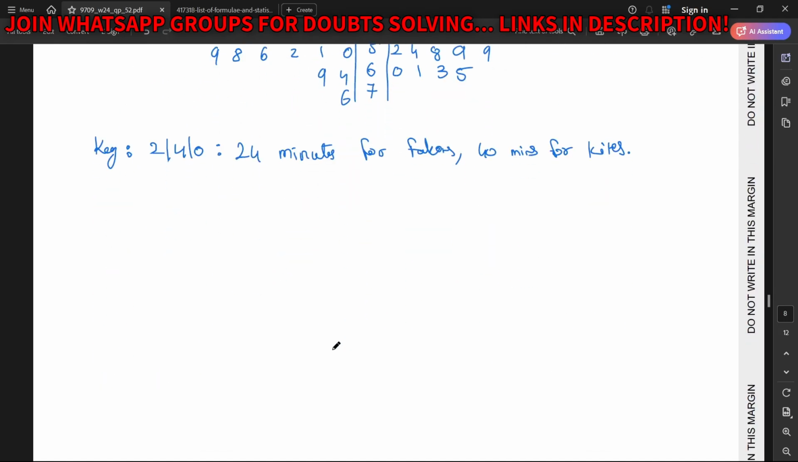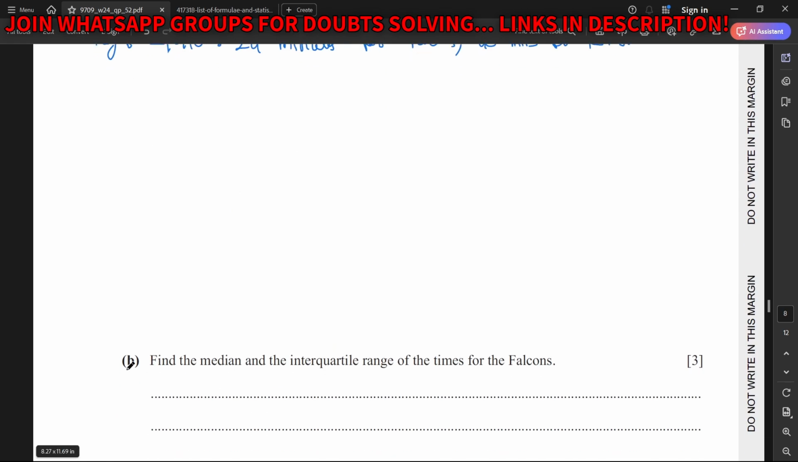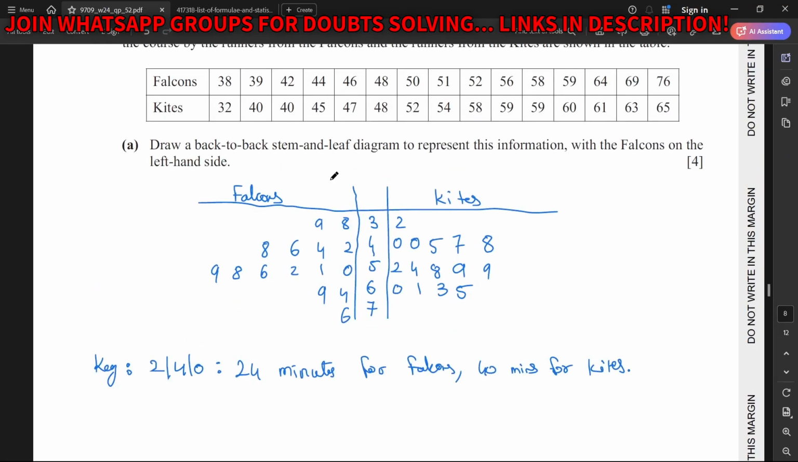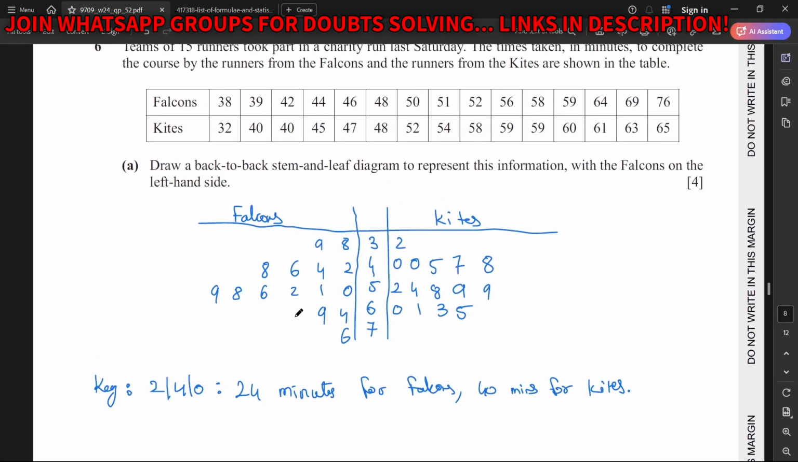Now based on this we can go ahead and give the answer for part B, that is, find the median and the interquartile range of the times for the Falcons only. So for the Falcons, if we have to find the median first of all, according to me it's my choice. If it's already given to you in the ascending format, then finding the median from here directly is easier for me as compared to using the stem and leaf diagram, but there is nothing hard for the stem and leaf diagram also. But yeah, I'll just continue with this table.